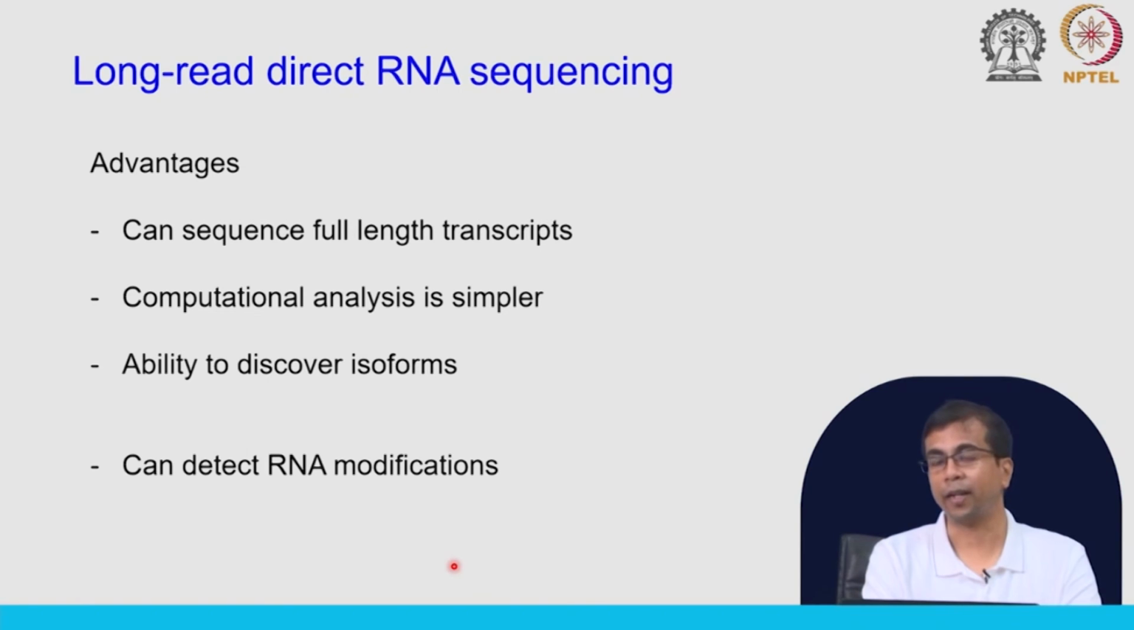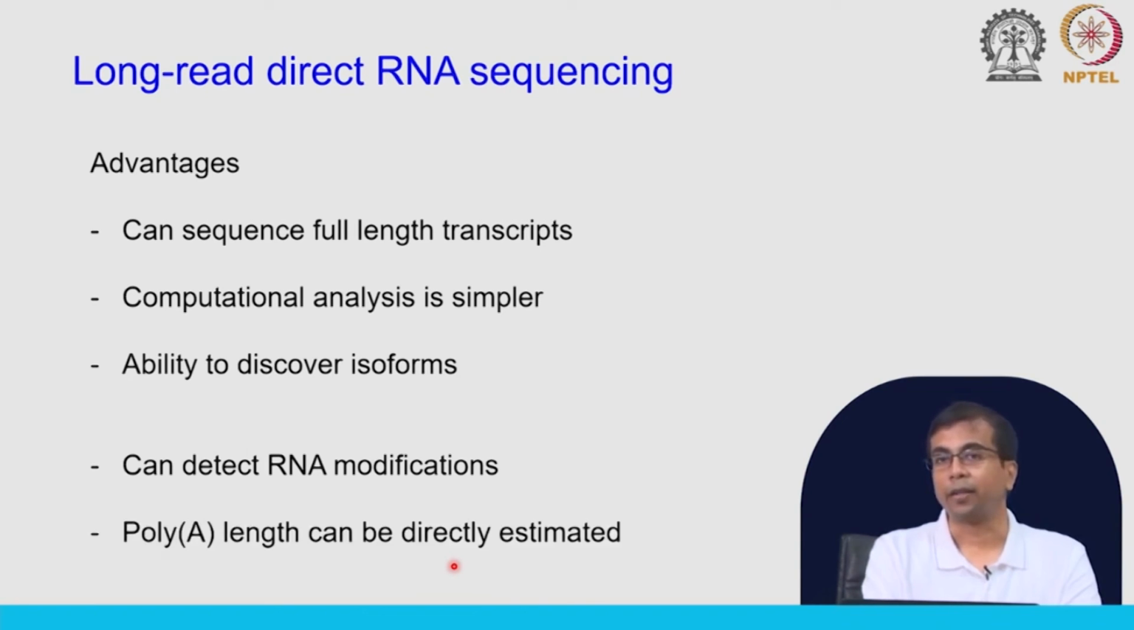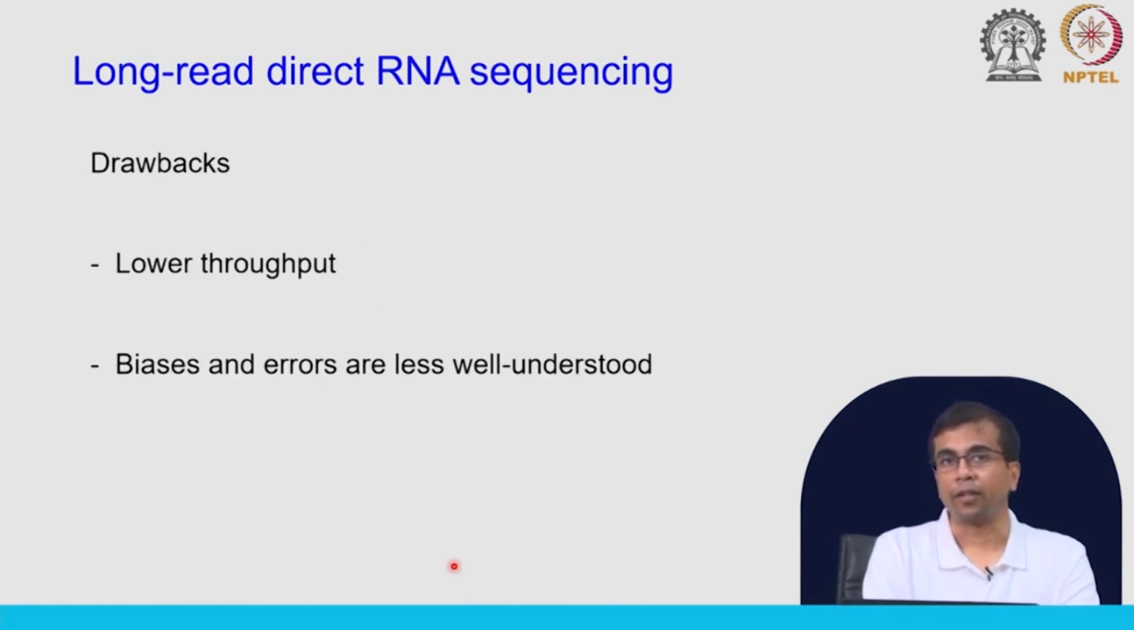This is the advantage of direct sequencing, and it can also detect the poly A length because it is directly sequencing the RNA. So, it is not through any amplification step, which can make this estimation process very difficult. So, what are the drawbacks then?